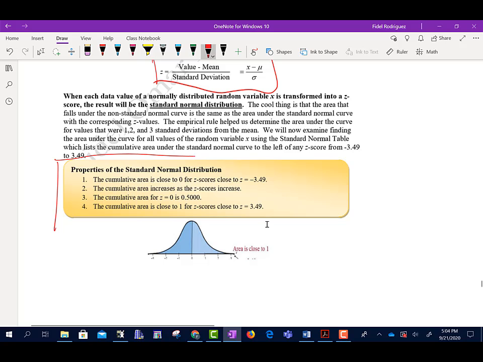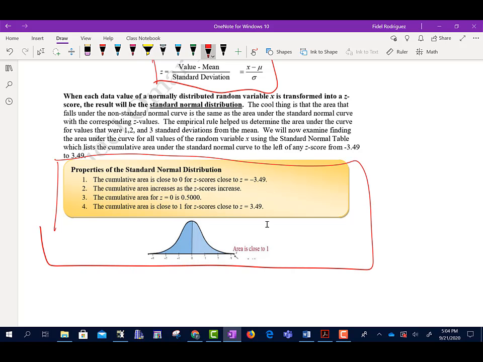The properties say the cumulative area is close to 0 for z-scores close to z equal to negative 3.49. The cumulative area increases as the z-scores increase. The cumulative area for z equals 0 is 0.5. And the cumulative area is close to 1 for z-scores close to z equal to 3.49.